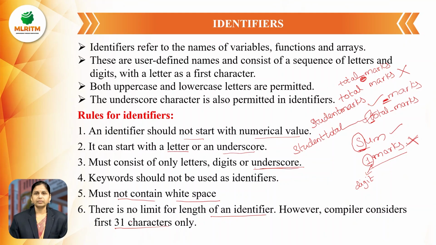Now, these are some of the conditions or rules which are used to frame the identifier in programming. An identifier is nothing but the name of a variable, the name of a function, or the name of an array. When we use a name in programming for variables, functions or arrays, that name is called an identifier. It has some rules and regulations.